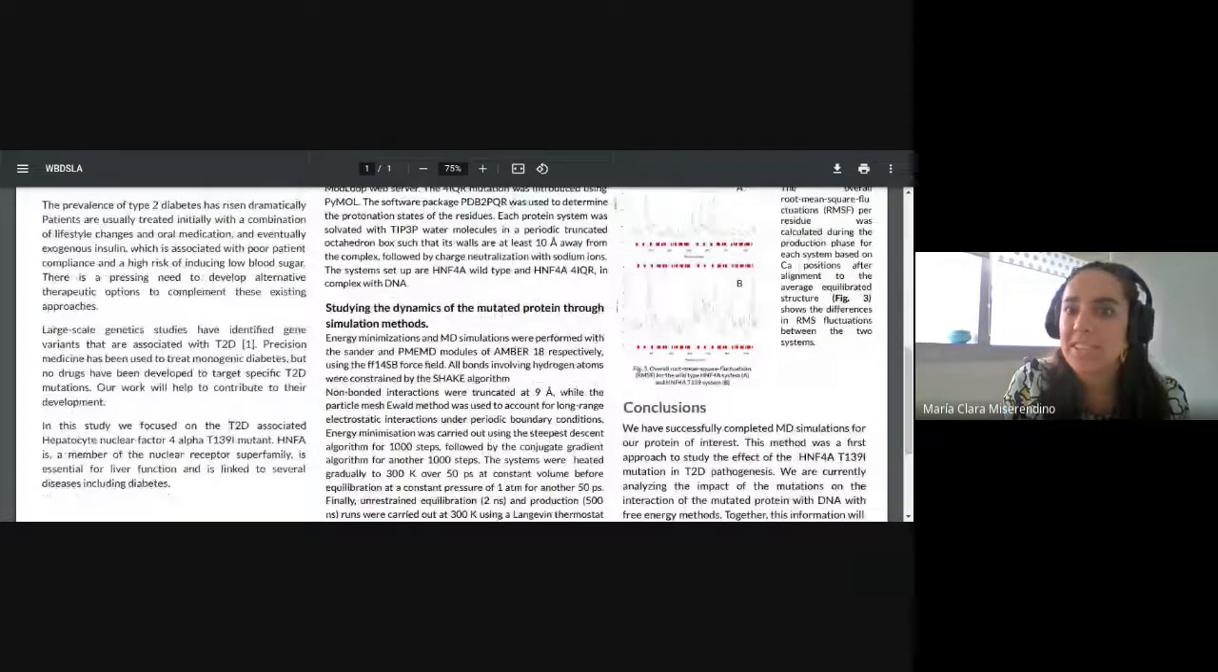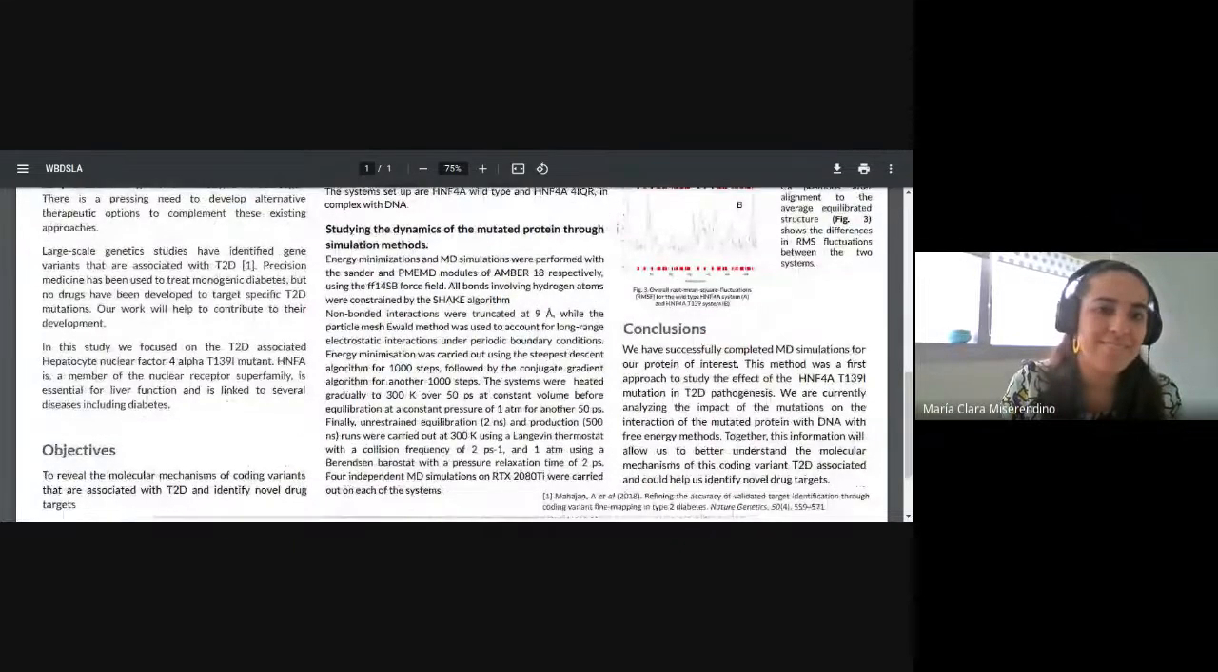So our project has just started, and so far, we just did our first step, that was doing the molecular dynamics simulation. And to better understand what's happening, more analyses are required, and that's what we're doing right now.